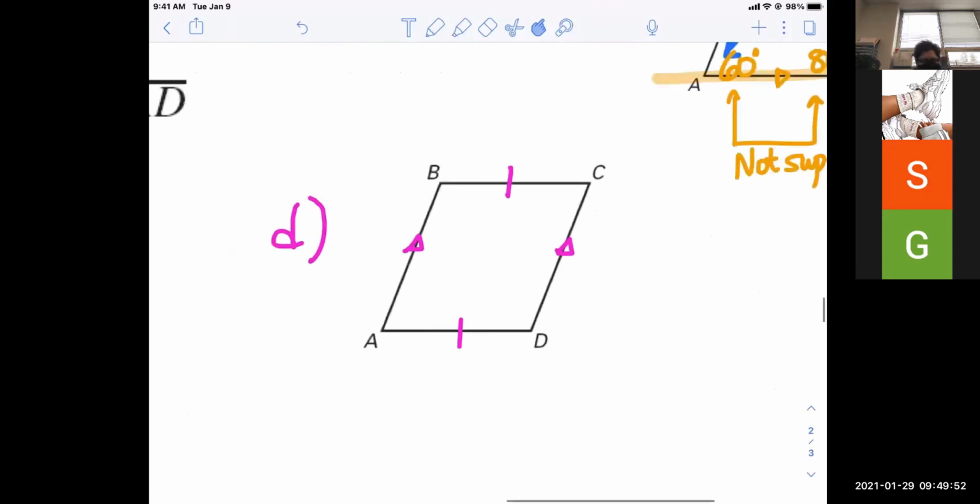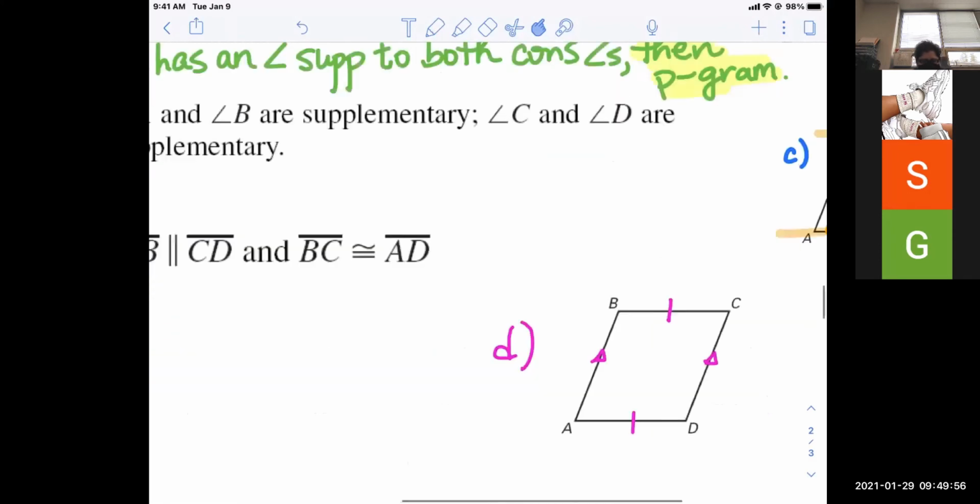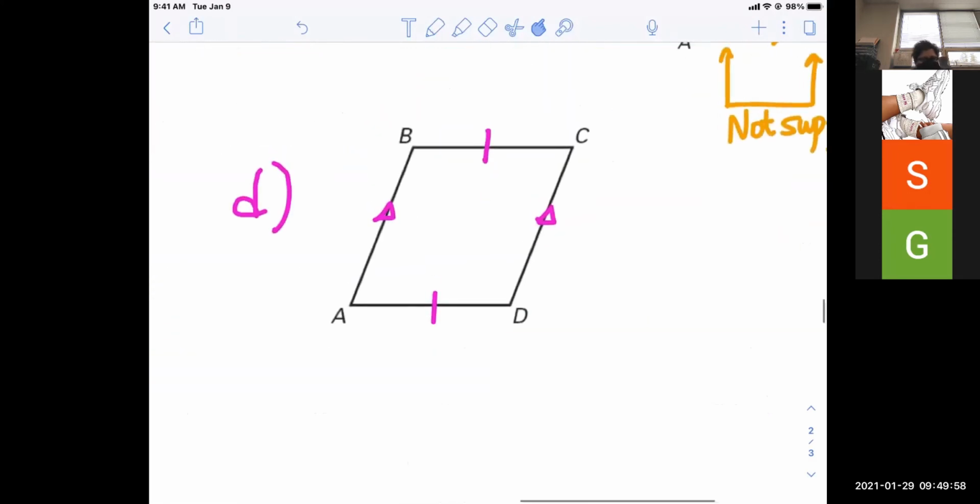The second one? Prove that both pairs of opposite sides are congruent. Okay, I'm not telling you that AB and CD are congruent. I'm telling you that they're parallel. So if they were congruent, I would have had to have been able to do this. Okay, but we're given parallel.